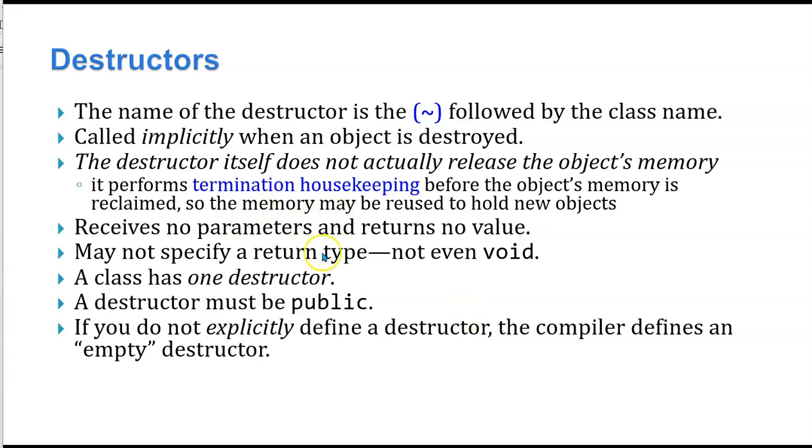It receives no parameters and returns no values, and may not specify a return type, not even void. A class has one and only one destructor, and it must be public. If you don't define one, the compiler creates an empty one.